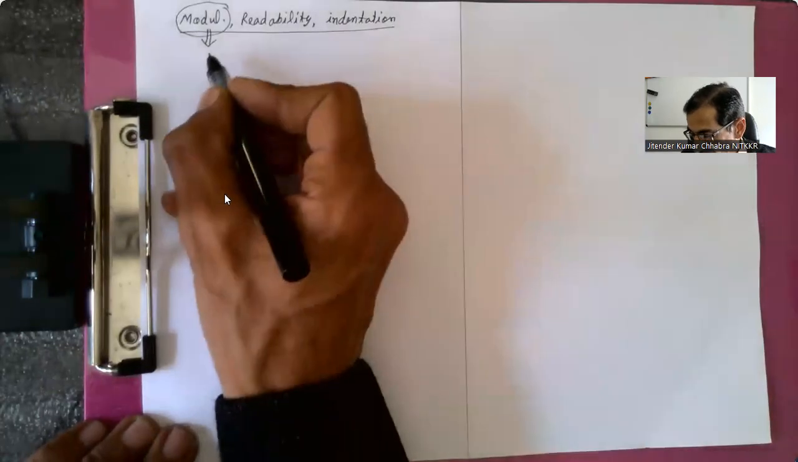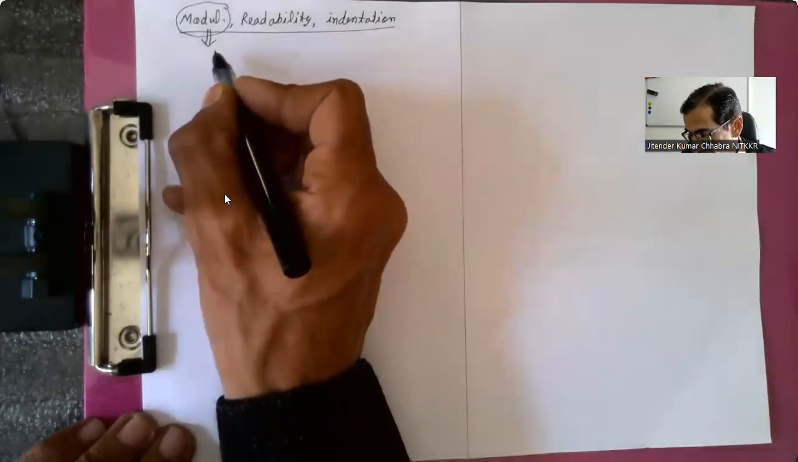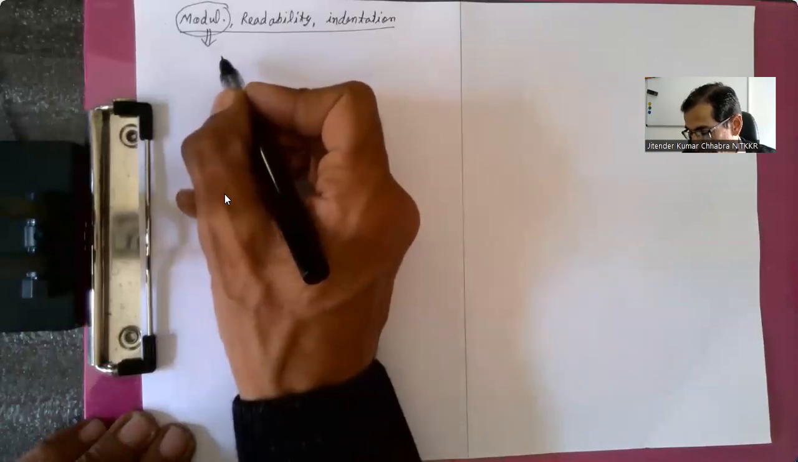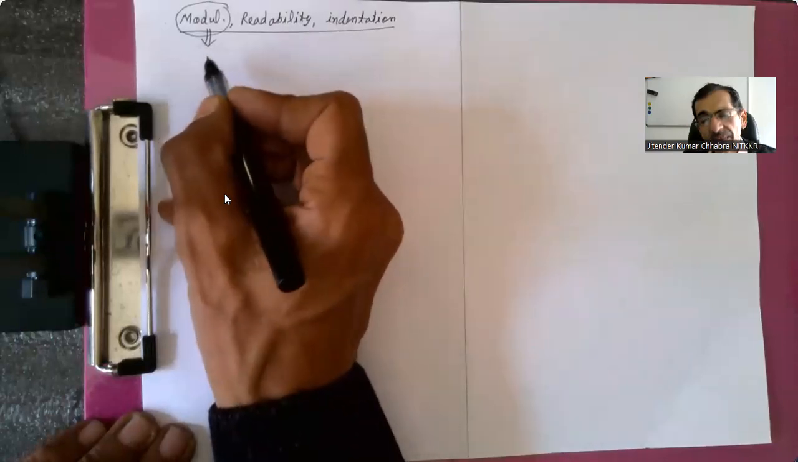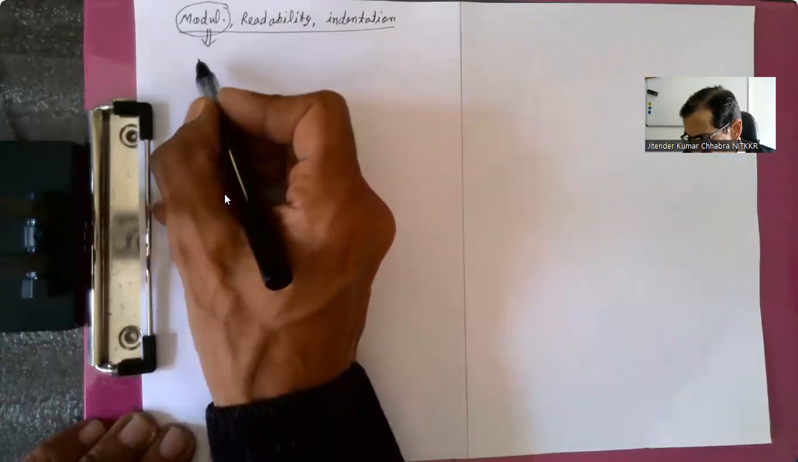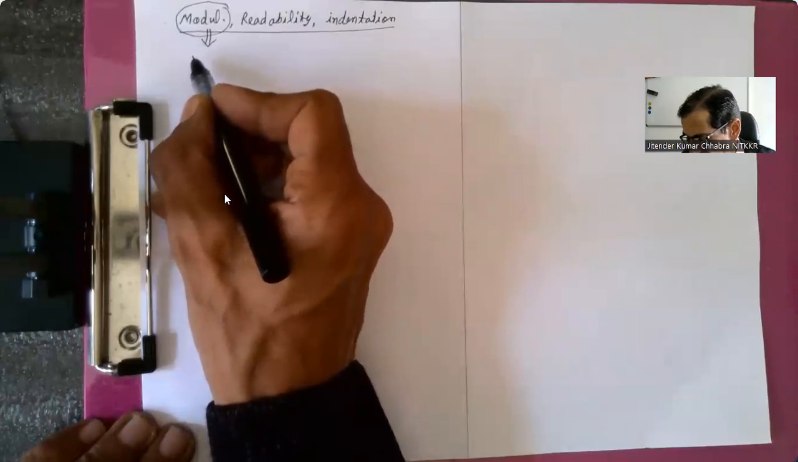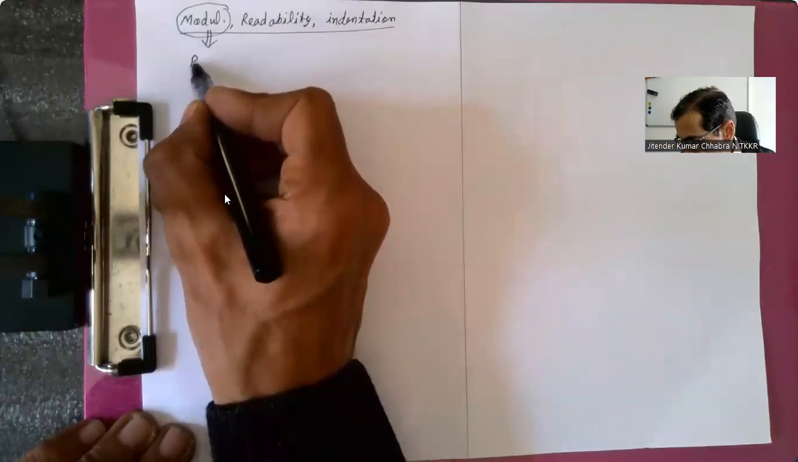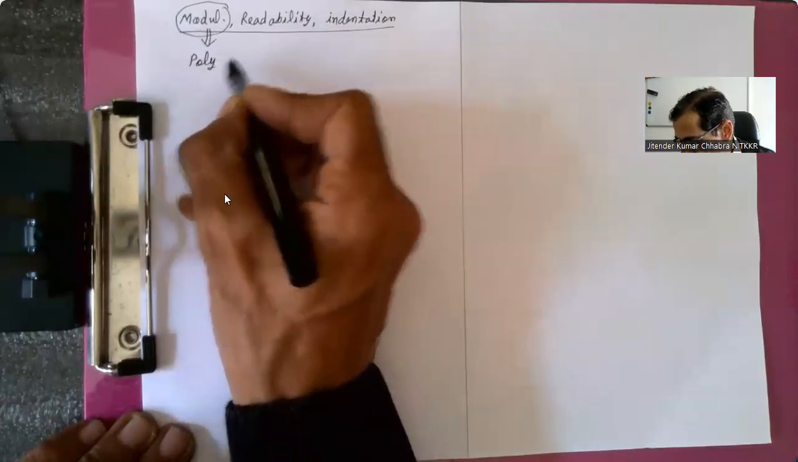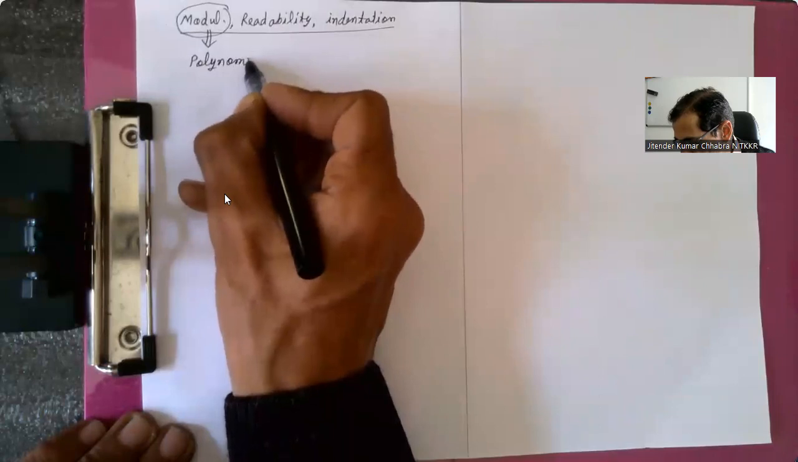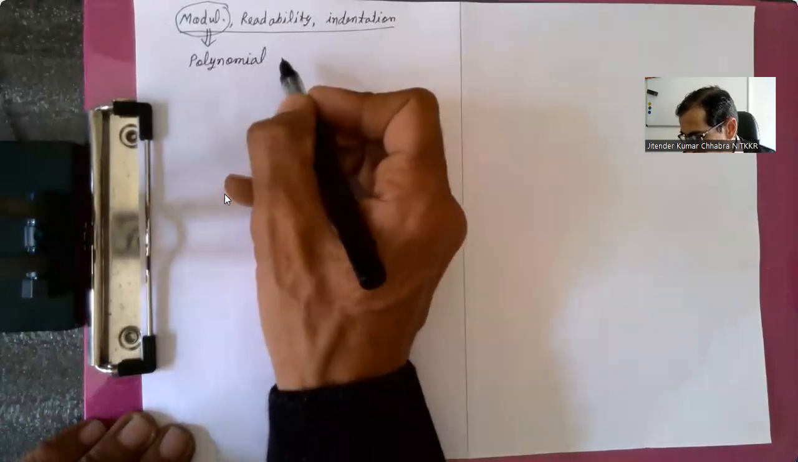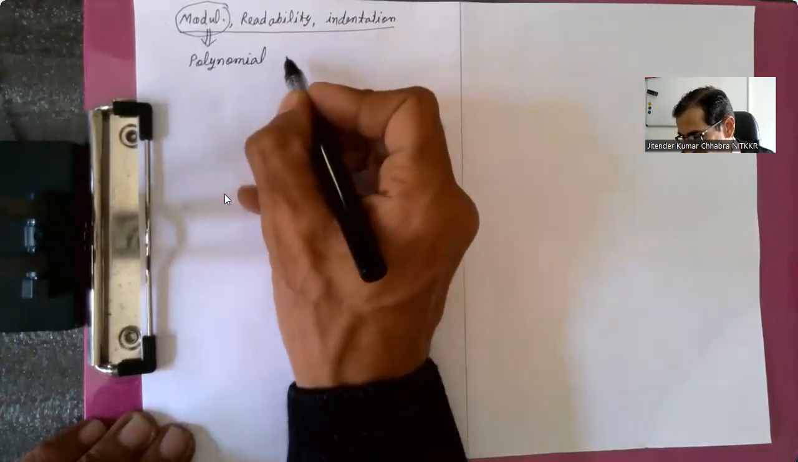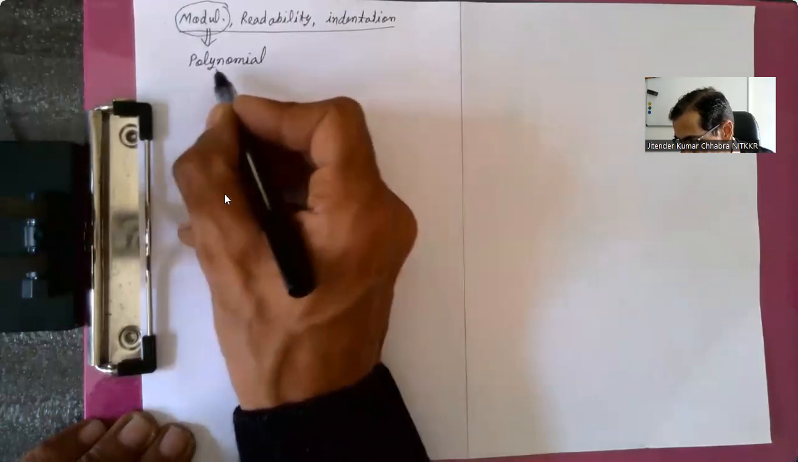So for the initial 3 or 4 lectures, modularity will not be stressed upon, but later we will come to that. So let's start talking about some good programming using data structures. To start with, the first aspect we are going to talk about is polynomials, to be stored, and polynomial as a data structure.